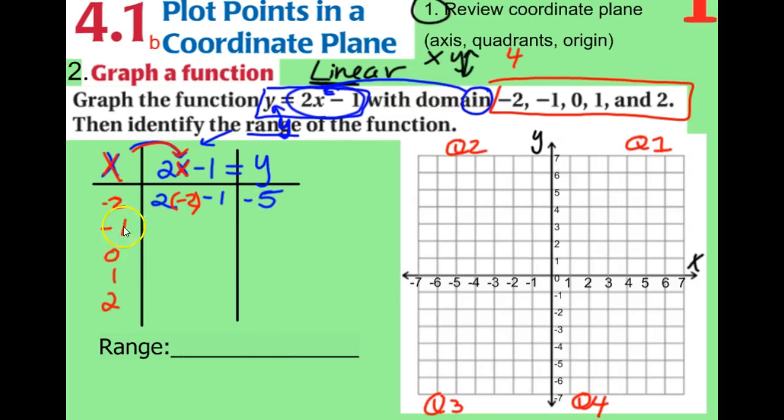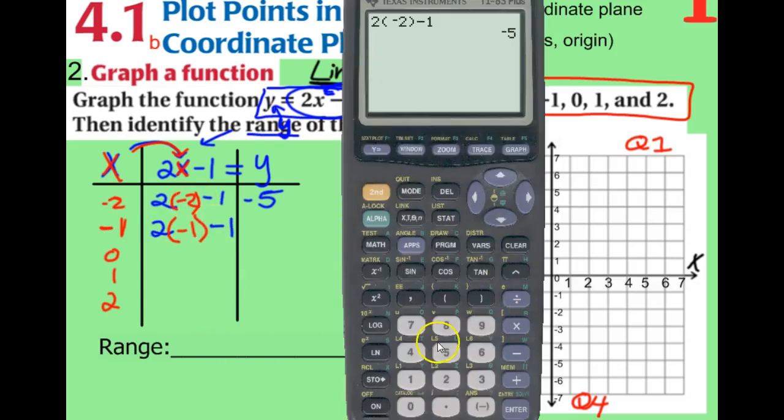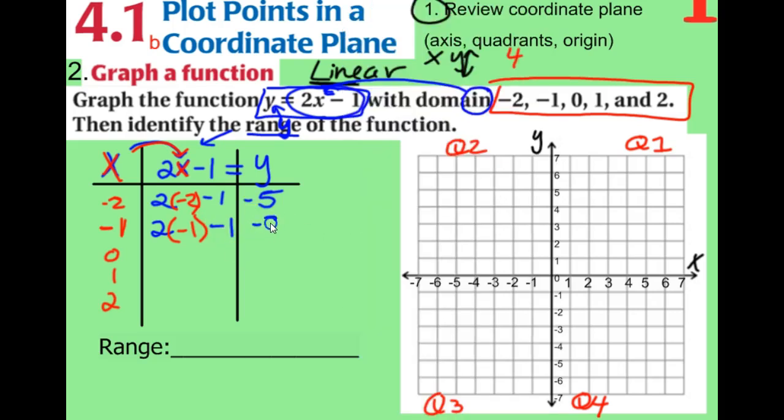Then we're going to do the same thing, plug in a -1. So we're going to have 2 from our equation up here, times x, which this time it's a -1, and then subtract 1. So we're going to type in 2, and then parentheses, a -1, and then we're going to subtract 1. And we get a -3. Then we're going to plug in a 0. 2 times x, which is 0, and then subtract 1.